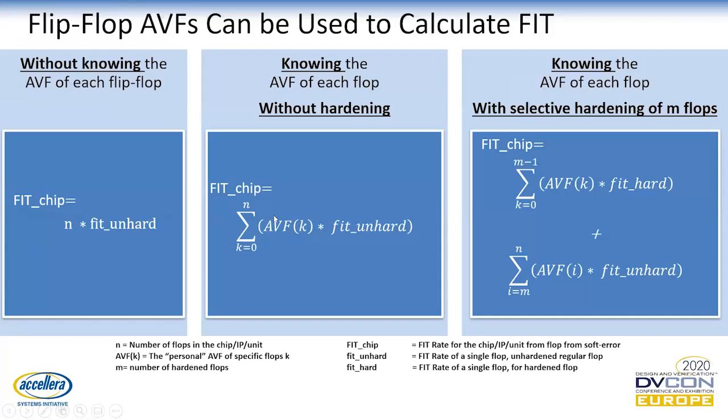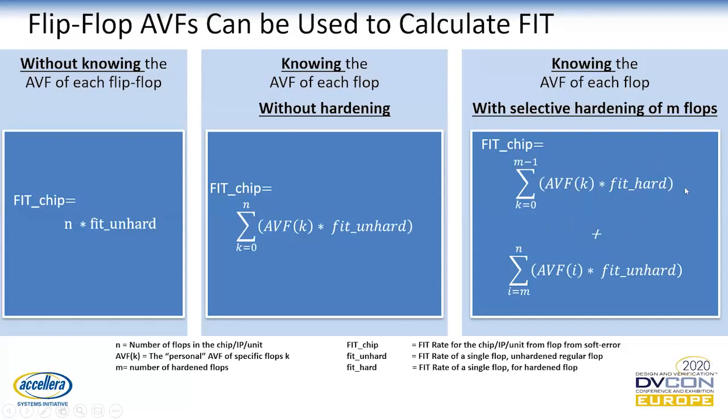So this can be a reasonable, or accurate, calculation, and if you're meeting the requirement, it's very good. So in this way, AVF calculation has helped us in arriving at the accurate fit rate of the chip. But what if you have not achieved the required fit rate? Then you have to selectively harden the flip-flops. So at that time, let's assume that you have hardened M flip-flops. So now the calculation will be more accurate.